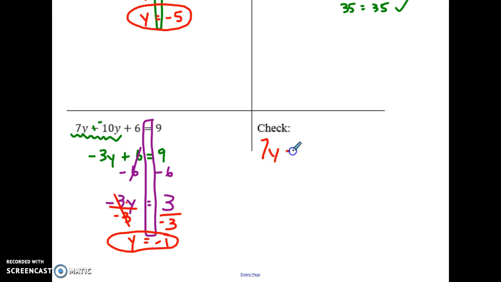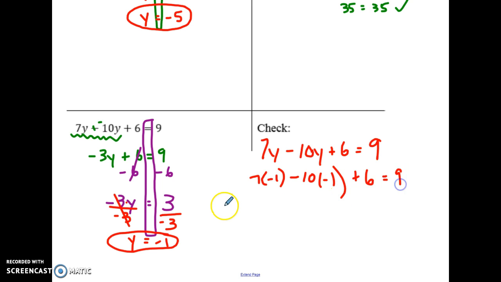So real quick, we'll do a check. Write the original equation down again. I know it takes up space, but it's important that we check in this one. Negative 1. I think that's a 10. And do some multiplying here. Negative 7. Remember, this 10 is really a negative 10, so a negative times a negative makes a positive. And let's see, I think that'll give us 3 plus 6 more. It works.